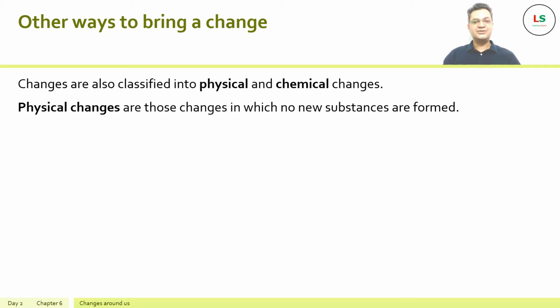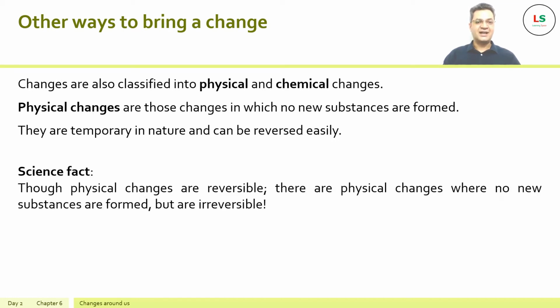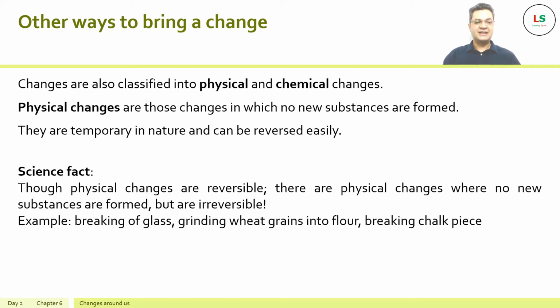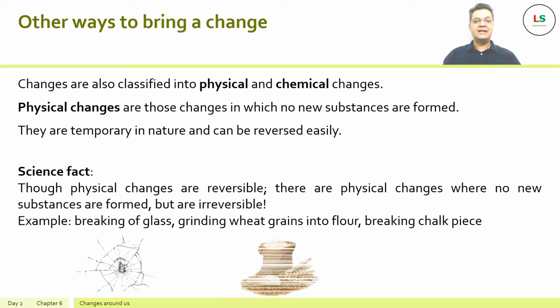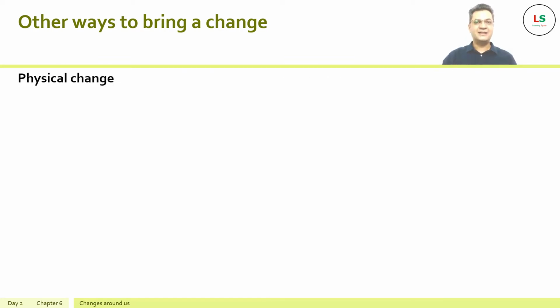Physical changes are those changes in which no new substances are formed. They are temporary in nature and can be reversed easily. At this point, we have a science fact. Though physical changes are reversible, there are physical changes where no new substances are formed but are irreversible, like breaking of glass, grinding wheat grains into flour, breaking chalk piece. Here we have three ways to bring physical change: expansion and contraction, change of state and dissolution.